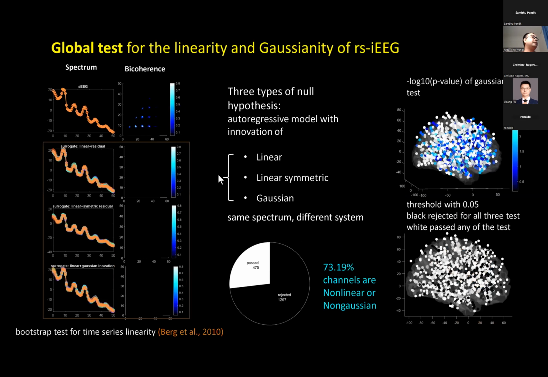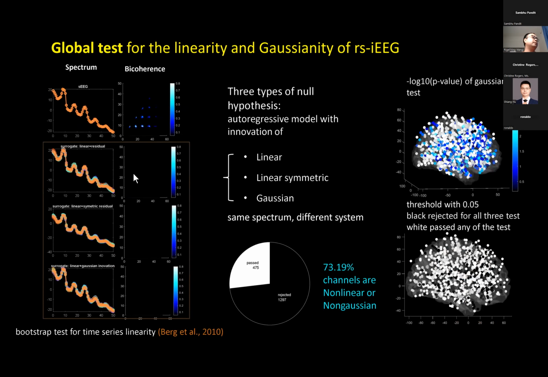Okay, then based on this metric, we can perform a test of linear and Gaussian. First, we fit a linear autoregressive model to the time series and get the residual. With this residual, we fit a density function to it, and with this autoregressive model and this density function, we get three types of bootstrap samples. First is the linear one.